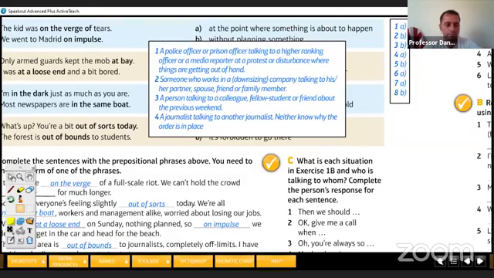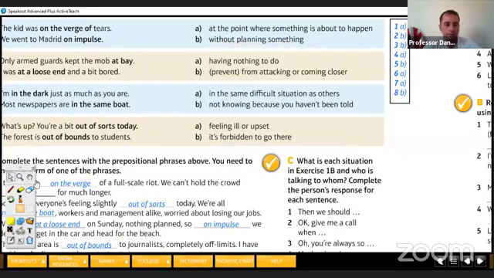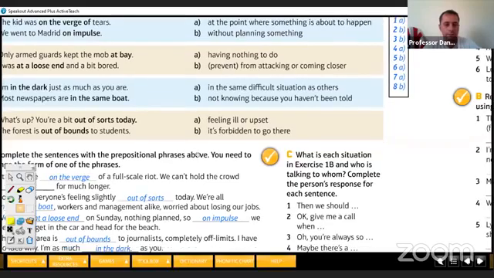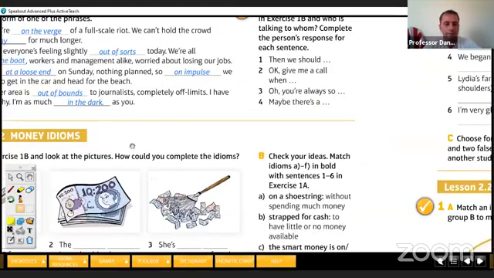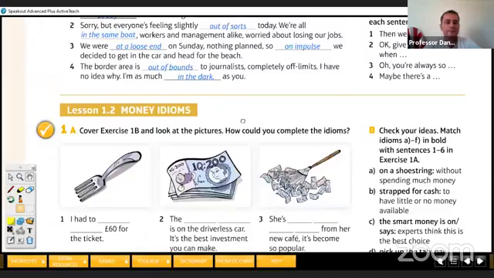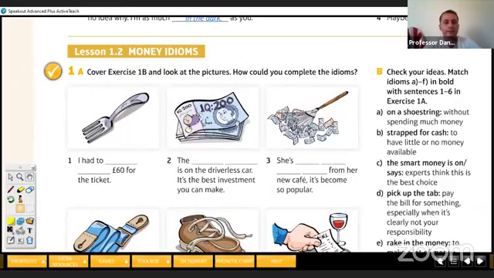Here we go. Now, let's get down here. We have money idioms. Cover exercise 1B and look at the pictures. How could you complete the idioms? The tip is the picture.